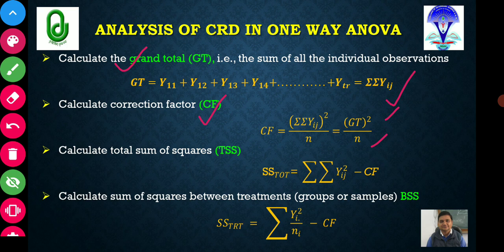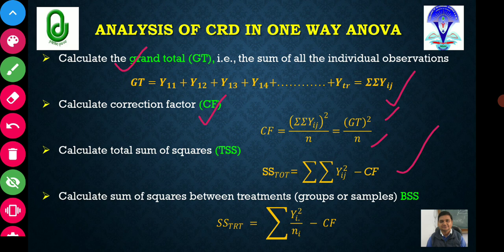Now you have to calculate the total sum of squares. For that you need to square each and every value, Yij squared. Whatever observations you have in that particular table, you square each one and then sum them up, and subtract the correction factor. So for getting the total sum of squares, you square each and every value, sum it up, and then subtract the correction factor from that summation.